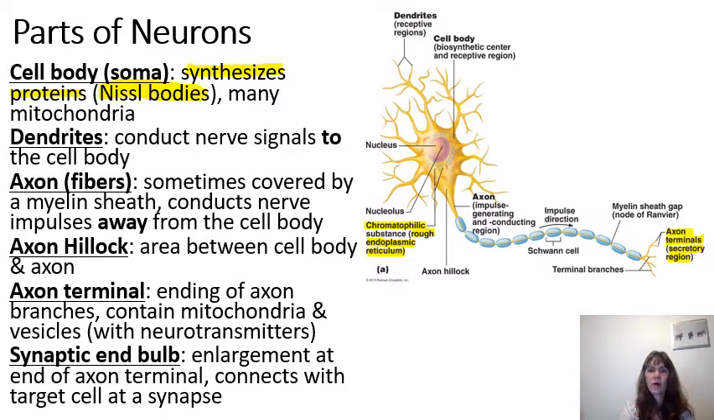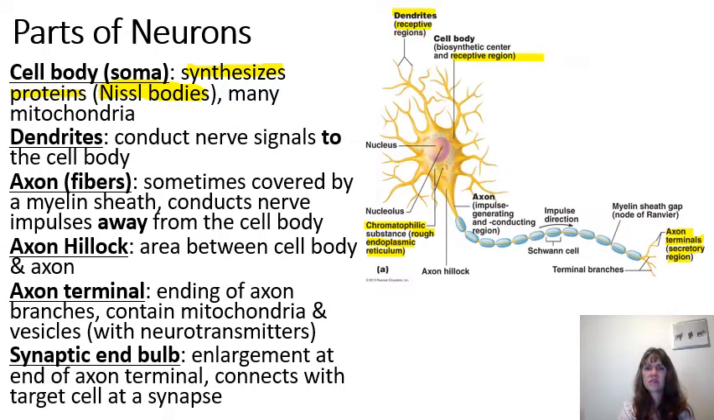The cell body has smaller projections off of it known as dendrites. Both the dendrites and the membrane on the cell body serve as areas for receiving incoming information, which is why these are labeled as receptive regions of the neuron. The membrane on the dendrites as well as the cell body will receive incoming information.